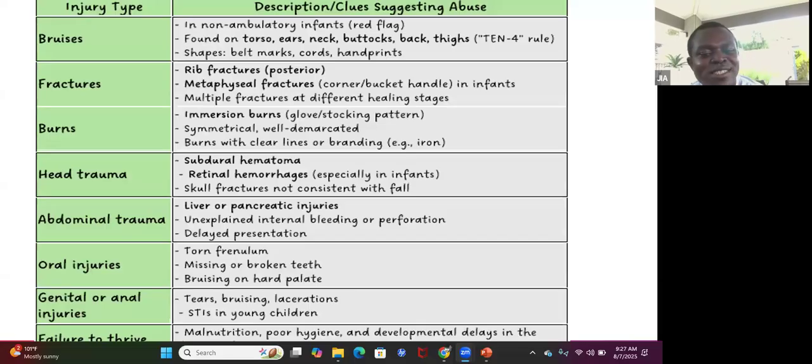Then genital or anal injuries. When you have tears, bruising, lacerations, you should suspect abuse. And STI in young children. I've seen questions on this one before. How can a 9-year-old female get an STI? So when you get an NCLEX question and the presentation is a 9-year-old girl, or a female out of the age range of getting STIs, you should suspect that there's abuse. So you should always be alert and look out for keywords. You can start practicing it now.